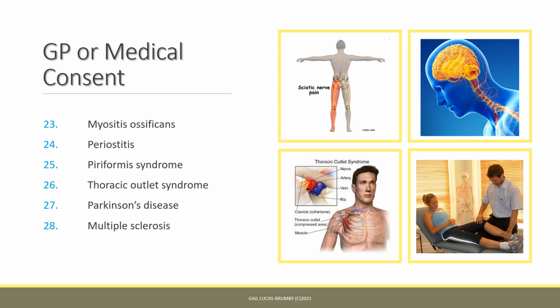Thoracic outlet syndrome is a condition where there's compression of either the blood vessels or the nerves between the collarbone and the first rib and causes pain in the shoulders, the neck, and sometimes numbness in the fingers. Parkinson's disease is damage to some of the nerve cells in part of the brain. Multiple sclerosis is a condition that tends to come on in early adulthood, which affects the brain and the nerves.